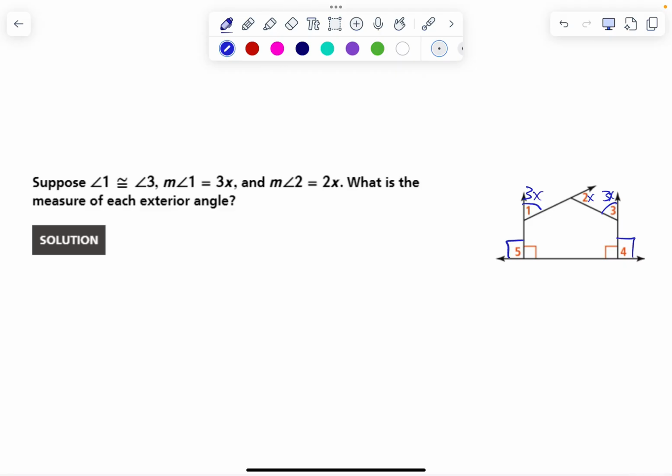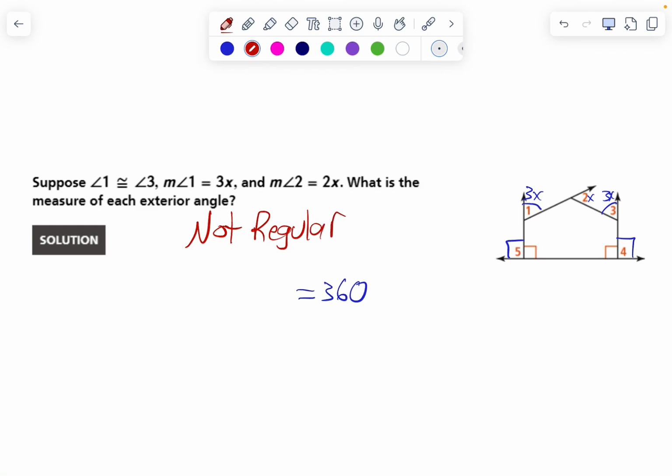So here's how I would do this one. We know that all of the exterior angles add up to what? Yeah, so this is going to equal 360. I might note that this is not regular, so we cannot use the 360 divided by 5. This is a pentagon, we can't do that. So we're going to have to solve for it using the total of the exterior angles.